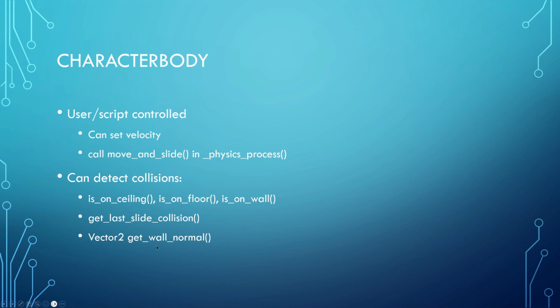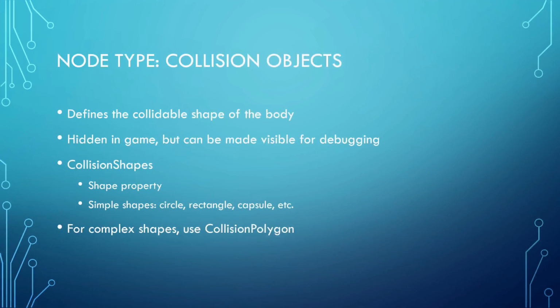And if it's colliding with some wall, you can get the wall normal. A surface normal is basically the direction away from that thing. So if you're going to simulate bouncing off of the wall, you can just reverse around the normal. Okay, so that's about bodies.